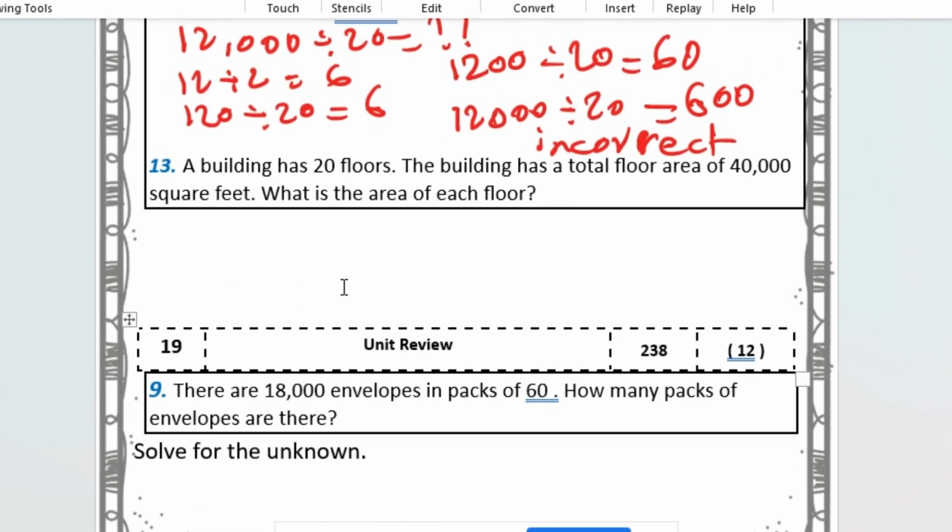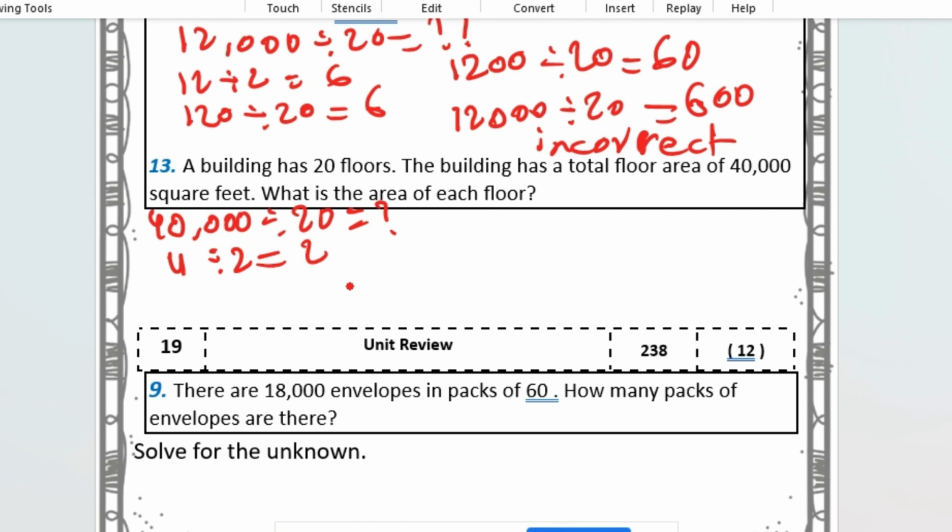Okay? Now, a building has 20 floors and has a total floor area of 40,000 square feet. What is the area of each floor? So we divide 40,000 by 20. We don't know this, so we use the basic fact 4 divided by 2 equals 2.